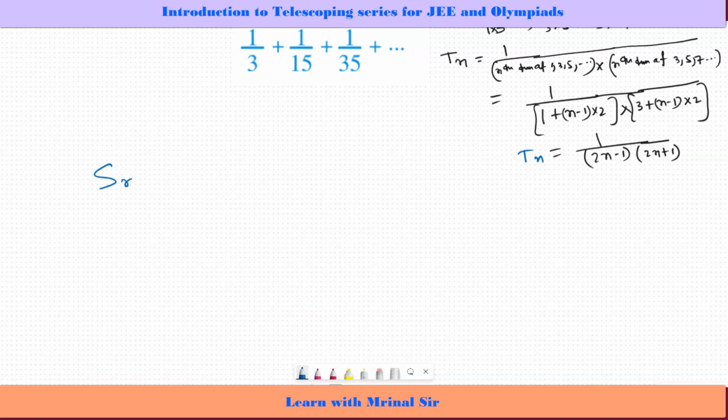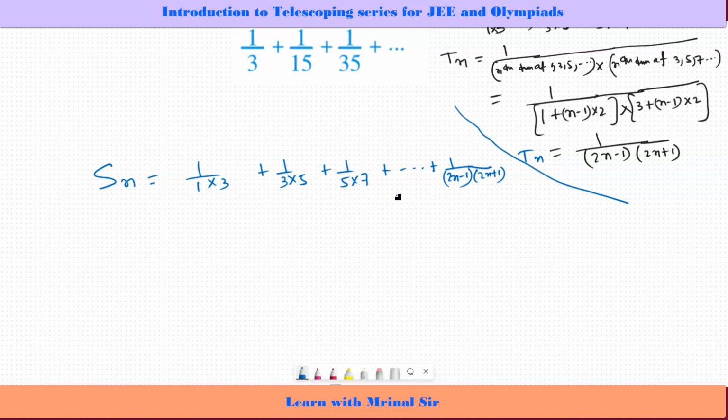Now Sn will be what? It is 1 by 1 into 3, 1 by 3 into 5, 1 by 5 into 7, this way up to 1 by 2n minus 1, 2n plus 1. Nth term we just found, we have written in this manner. Now a little bit of common sense will help you to express this as a difference of two terms.